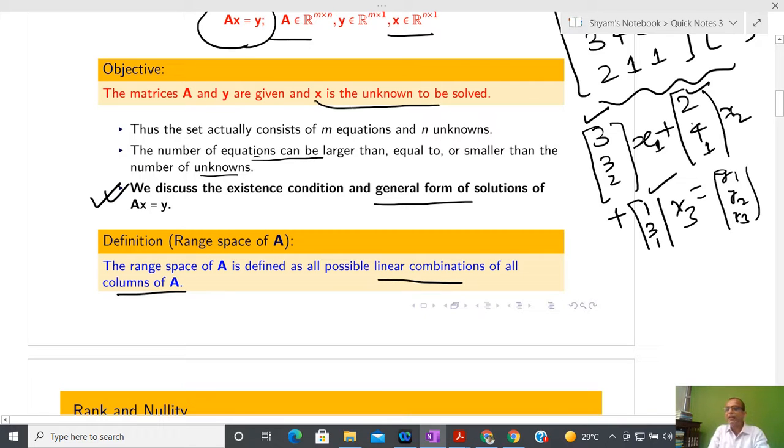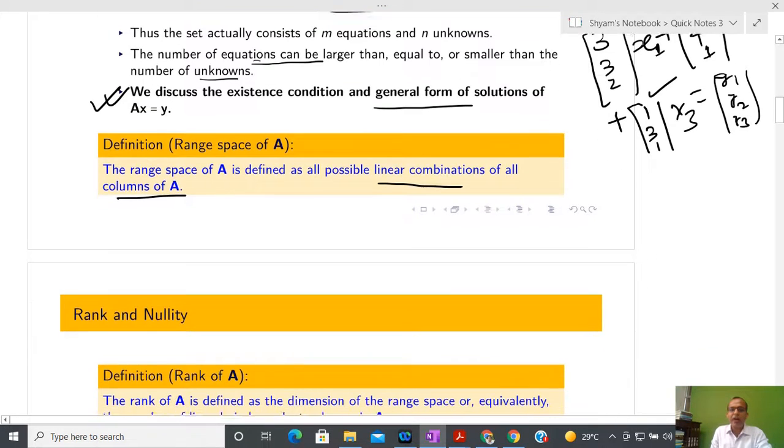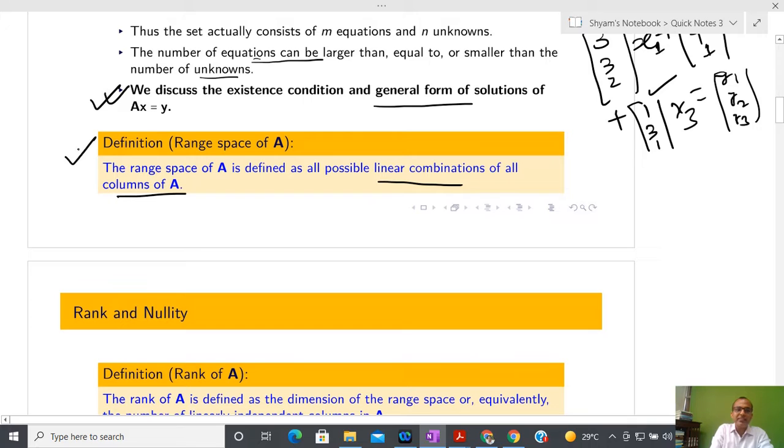So you can see that I have separated all columns of A, and after that I am searching the linear combination, all possible linear combinations, because x1, x2 and x3 are any real numbers. Due to that reason I have a collection of the linear combinations, that is called a span. Okay, so now I hope that you are able to understand the definition of range space of A.